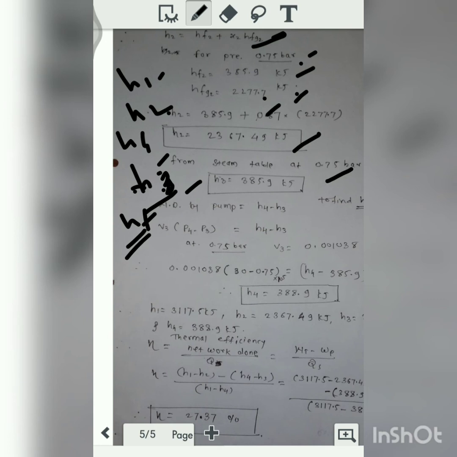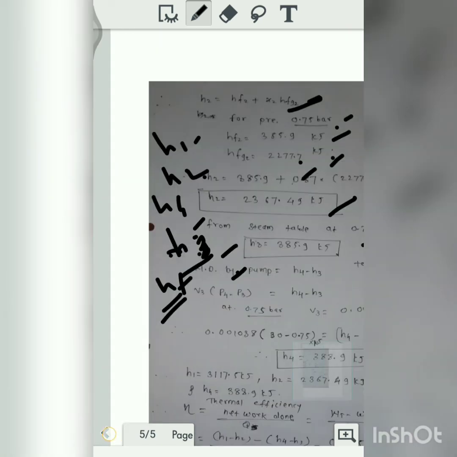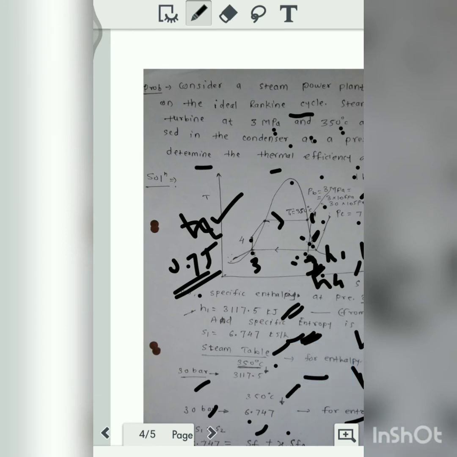Before finding that value, here is the work done by the pump, which will be H4 minus H3. Here is the pump. Process 3 to 4 is isentropic compression of that liquid, so entropy remains constant, and that work is the pump work. We are adding that work, so it is work in.